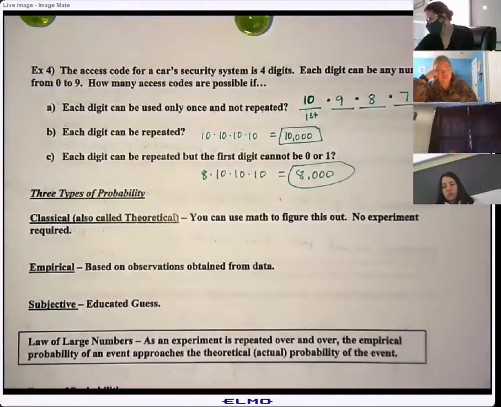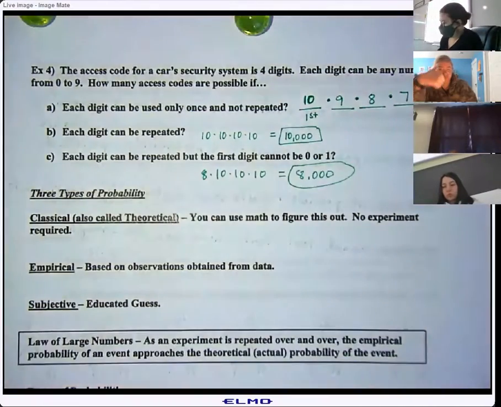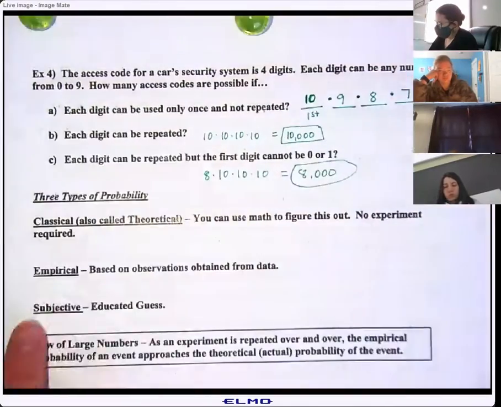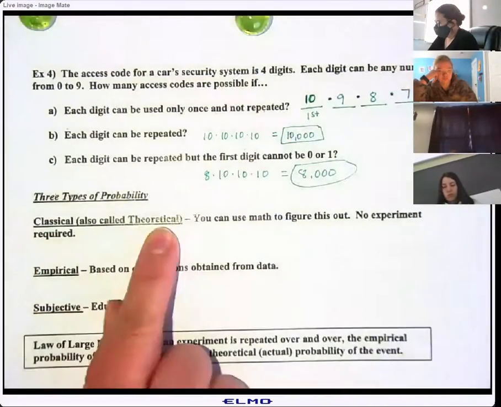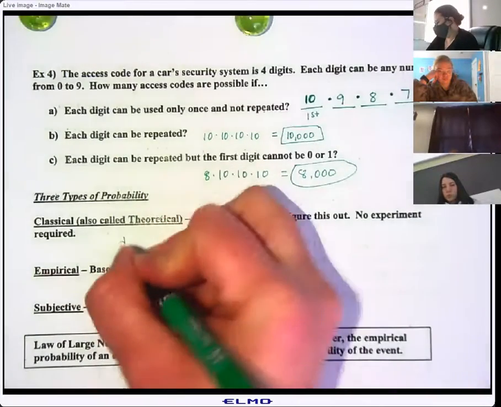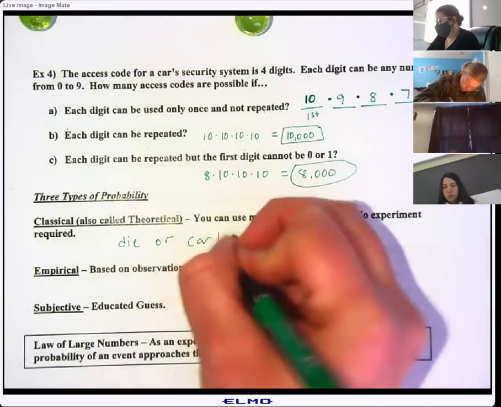All right, now for the next section, anybody have any questions for me on example 4? Are we good there? Okay. The next section just talks about the 3 types of probability. Classical, also called theoretical. You can use math to figure this out. No experiment required. This is like dice or cards, anything like that.